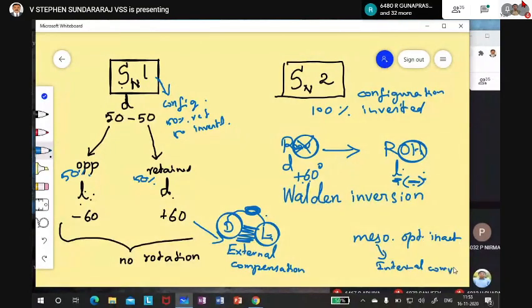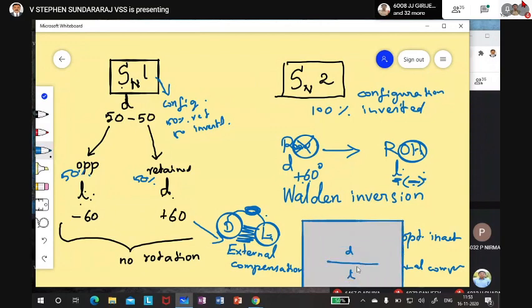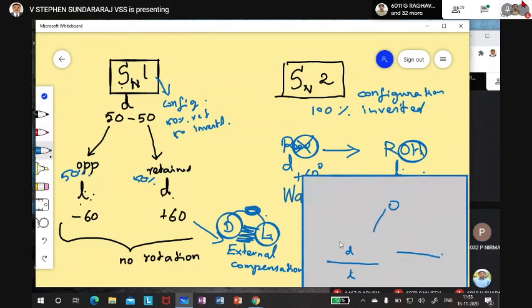Internal compensation means within the same molecule: 50% D and 50% L in the same molecule. So the optical rotation is cancelled within the molecule itself, and the molecule shows zero rotation. That is called the meso form. It is not an enantiomer; it is a special kind called the meso form. I don't have time to take this now; it would take another hour.